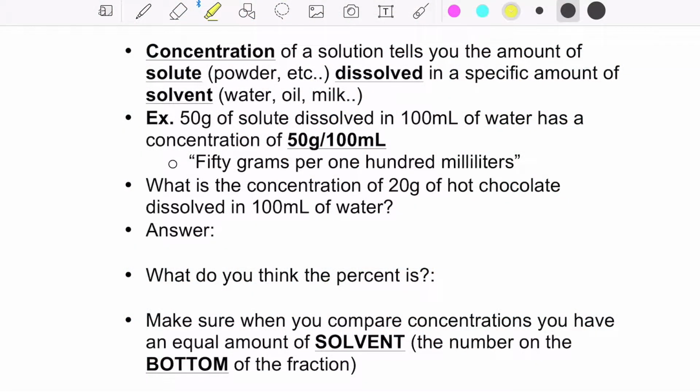All right, so this is concentration, you guys. Just to make sure, concentration of a solution tells you the amount of solute, so that powder that gets dissolved in a specific amount of solvent, which is usually water. So basically what we're looking for is grams divided by milliliters. You're looking for grams, which is like weight, which is like powder, and you're dividing it by milliliters, which is like liquid. If we look at this example, it says 50 grams of solute, so that's powder, is dissolved in 100 milliliters of water, so that's liquid, and has a concentration of 50 grams over 100 milliliters. 50 grams per 100 milliliters.